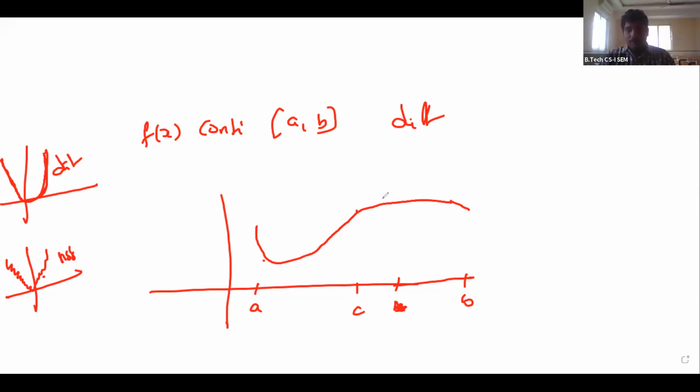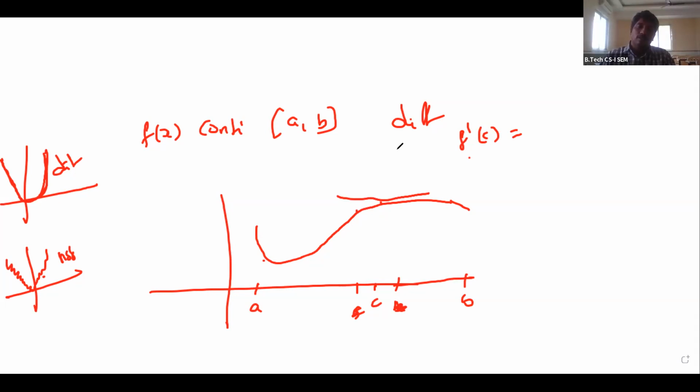You will be able to find a number C such that if you draw a tangent at C, it will be parallel to x-axis. How could you say that? F dash C. What is F dash C in terms of slope?